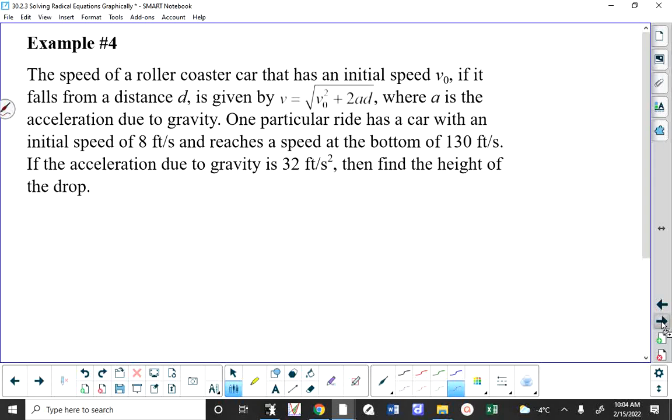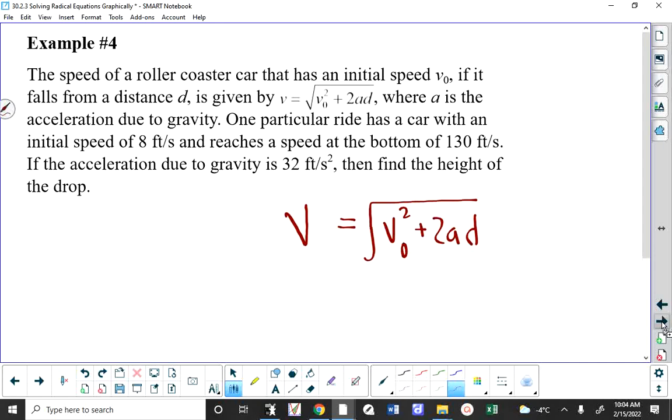One last question. It's a word problem. So let's take a minute and dissect this. The speed of a roller coaster car that has an initial speed of v sub 0, if it falls a distance d, is given by that formula. So v equals the square root of v0, the initial speed squared, plus 2ad. What are we told here? The acceleration due to gravity is a, and it's 32. The speed at the bottom is 130 feet per second, and the initial speed is 8.